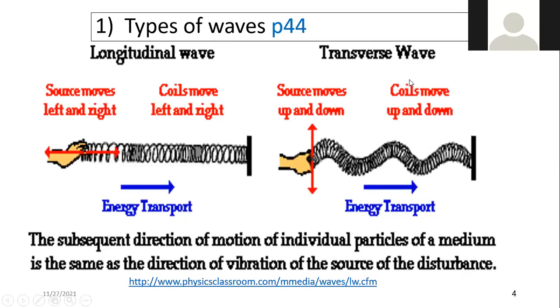Okay, types of waves, page 44. We have the longitudinal wave, which you can simulate using a slinky spring. You push it to and fro, there's a vibration, and it produces a longitudinal wave. Or a transverse wave, where your hand moves up and down vertically, and the wave travels this way. That's how the energy is transported. As the wave moves along, the energy is transported to the other end. Same here, energy is transported to the other end.